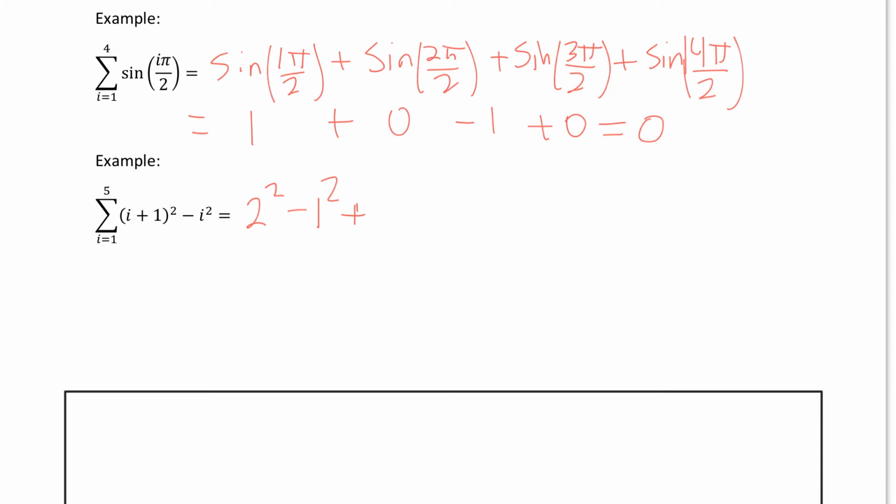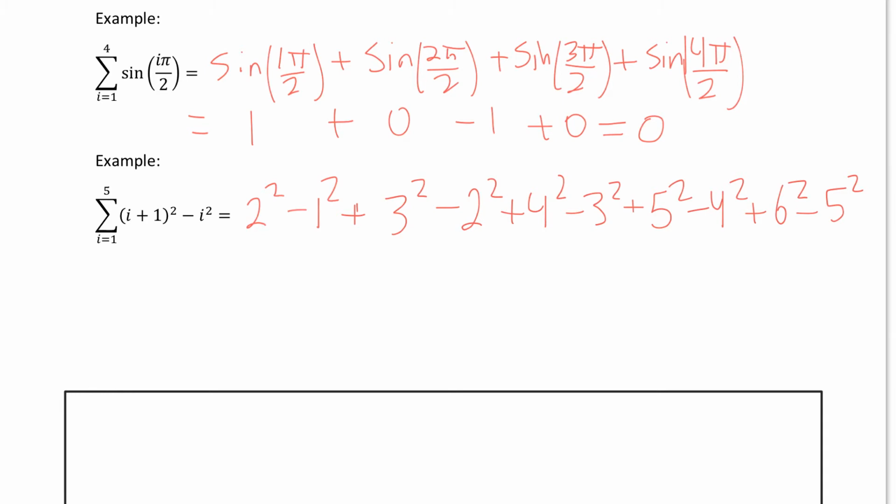i goes up to 2, so you get 2 plus 1, which is 3 squared, minus 2 squared. Okay, we go up another one, so 4 squared minus 3 squared, plus 5 squared minus 4 squared, plus 6 squared minus 5 squared. Now, the reason we're looking at this sum here is because this one actually has a really nice property. And we're going to talk about it a little bit more on the next page.